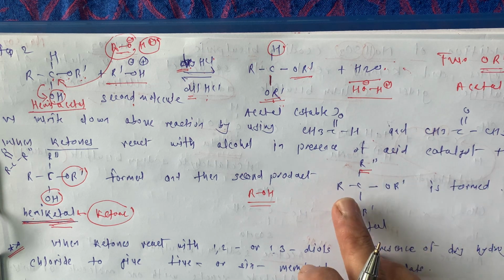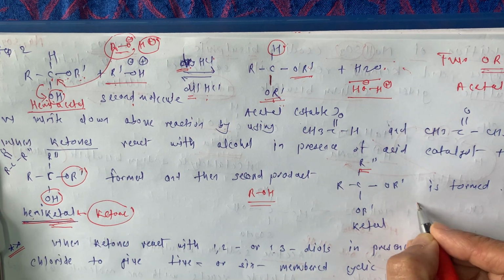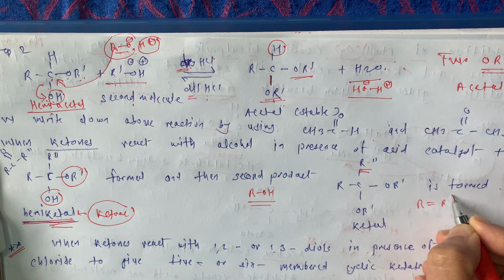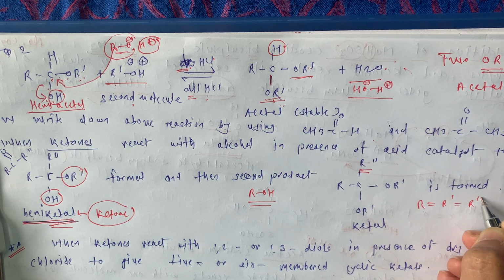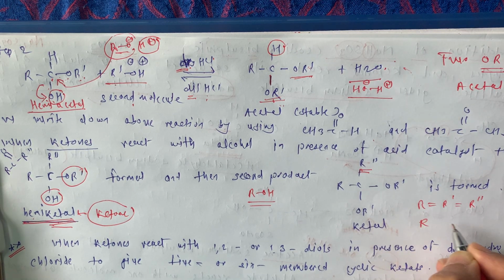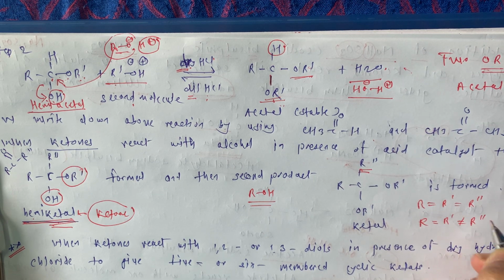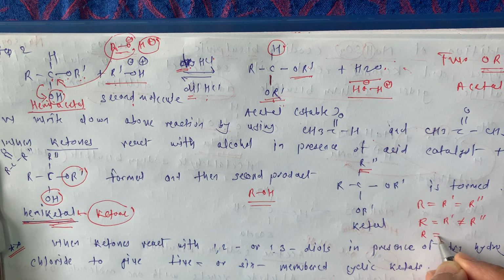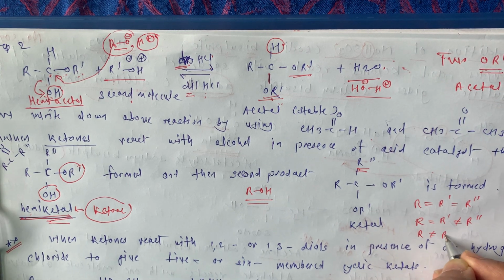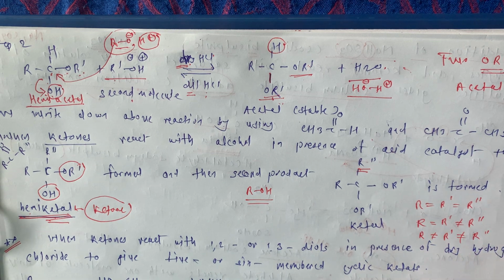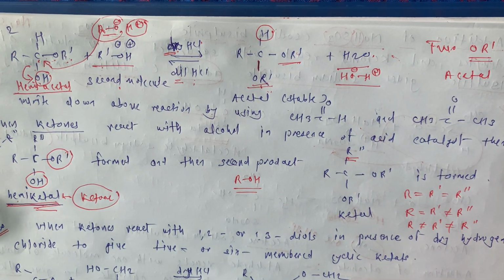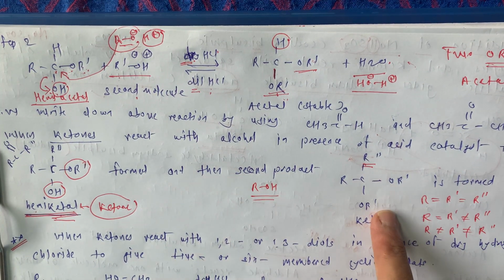It may be possible that all these groups are the same, meaning R is equal to R dash is equal to R double dash. Or it may be possible that these two are the same but this is not the same as this. Or, also one of the possibilities, that all three are different from each other. Okay, these are the combinations you may get, and this is the form.